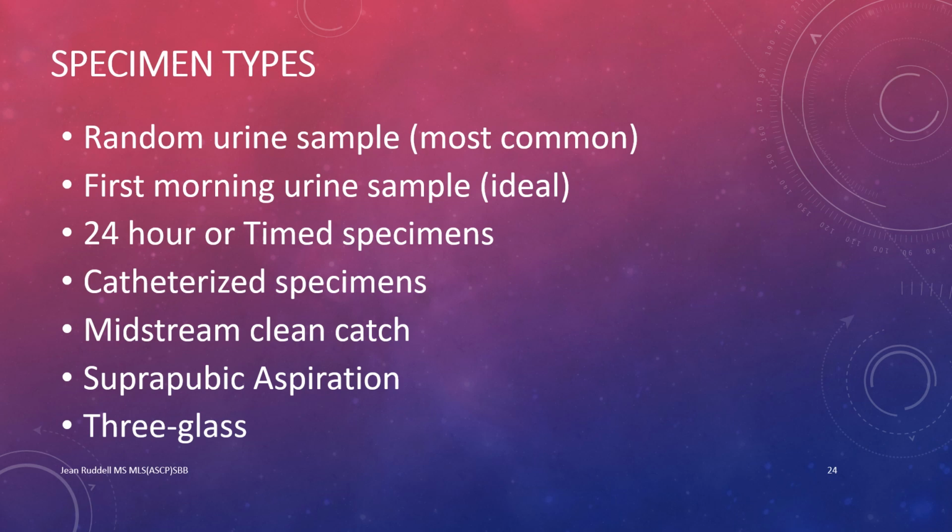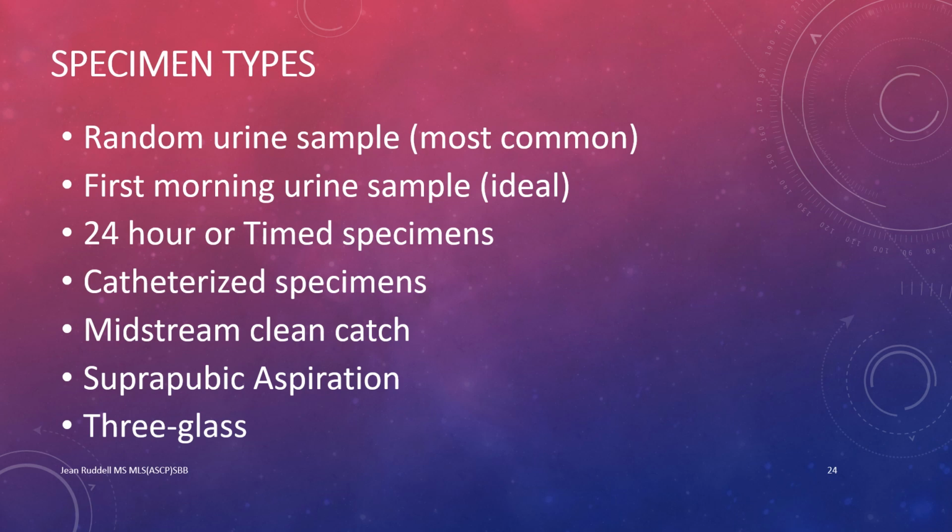Specimen types. The random urine sample is the most commonly collected sample. The sample can be done at the convenience of the patient and is used for routine screening. The first morning urine sample is the ideal sample because it is more concentrated. This is the best for pregnancy tests to prevent false negative results. This is also ideal for orthostatic proteinuria.